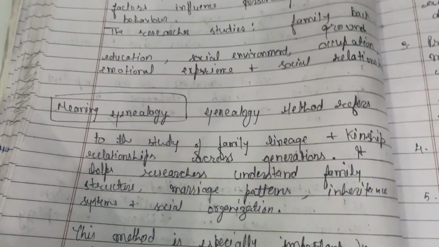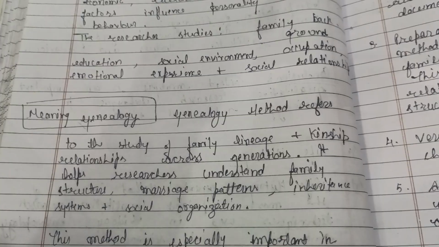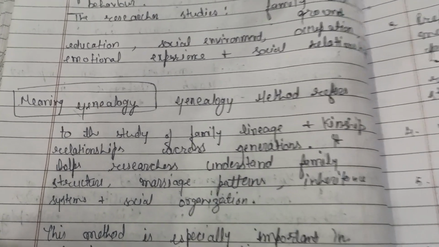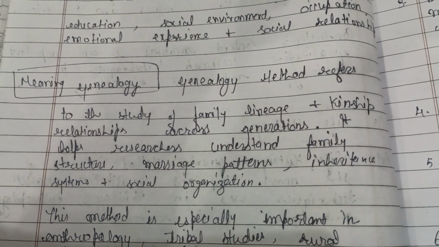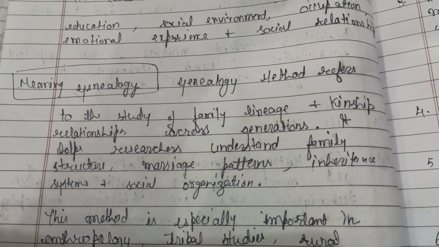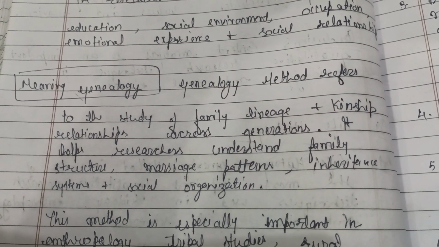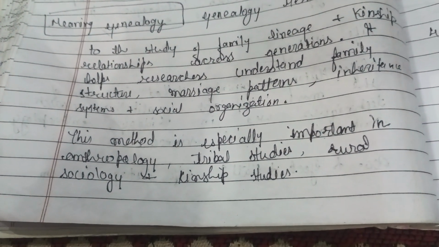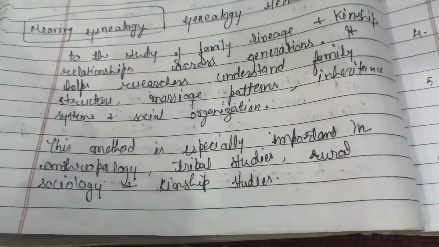Meaning of genealogy. Genealogy method refers to the study of family lineage and kinship relationship across generations. It helps researchers understand family structure, marriage pattern, inheritance system, and social organization. This method is especially important in anthropology, tribal studies, rural sociology, and kinship studies.